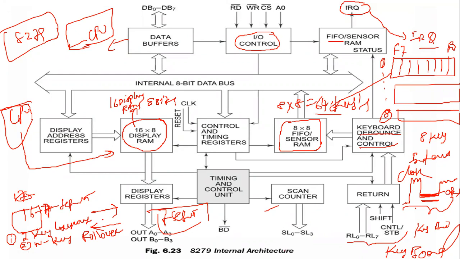It will identify the first key, then after that the second key, based on the address location, that is, based on the rows and columns. For example, whenever you press an R0 key as well as an R7 row key.